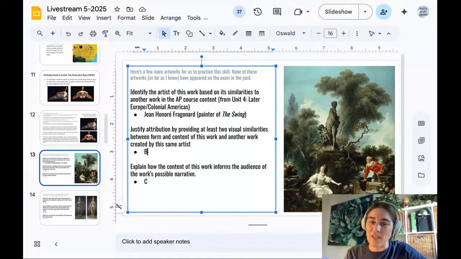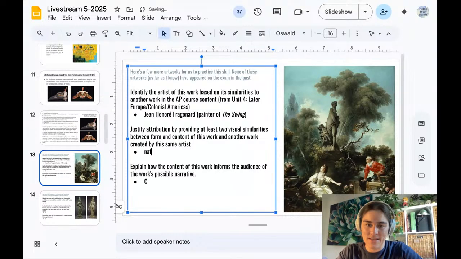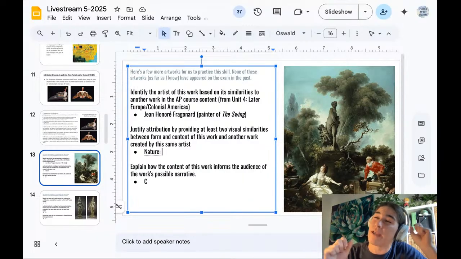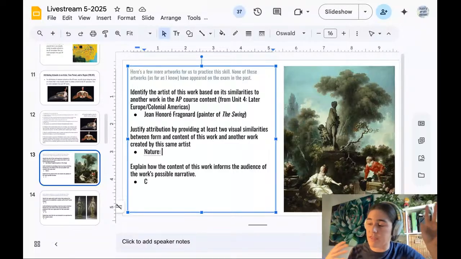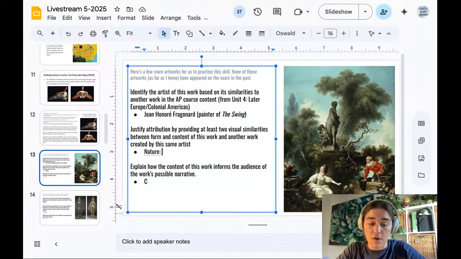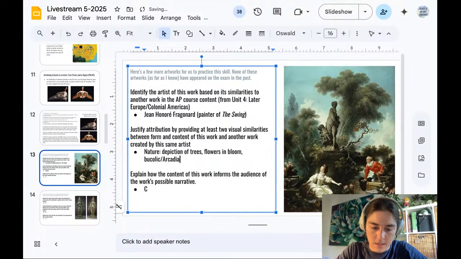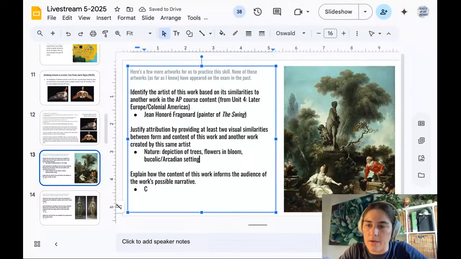So we have the elements of nature. In Fragonard's work, The Swing, we have what's called a bucolic or an Arcadian setting. It's very lush. It looks like it's right at the peak of spring. There are all of these blooms and flowers. Everything looks super nice. So we could put depiction of trees, flowers in bloom, bucolic Arcadian setting. What else? Bright pastel colors, yes.